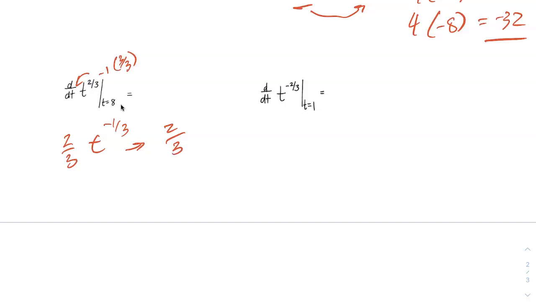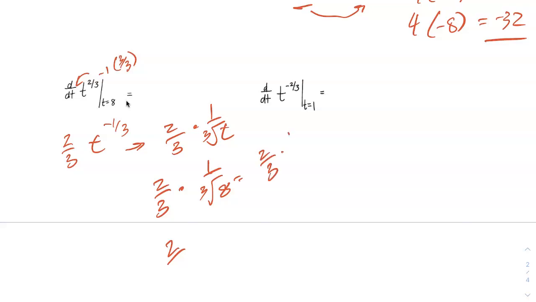2/3 times 1 over the cube root of t. Again, I'm only doing that because I'm going to sub in a number, and it's a little easier to sub into that. So now let's sub in 8. So 2/3 times 1 over the cube root of 8, which is just 2. So 2/3 times 1/2, which is 1/3. Let's erase that. There we go.